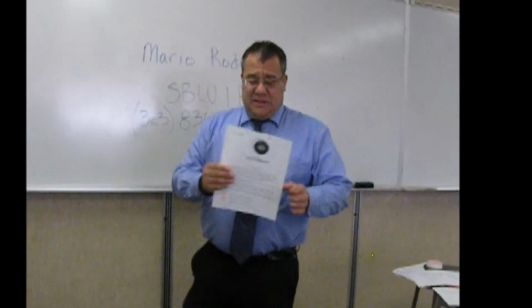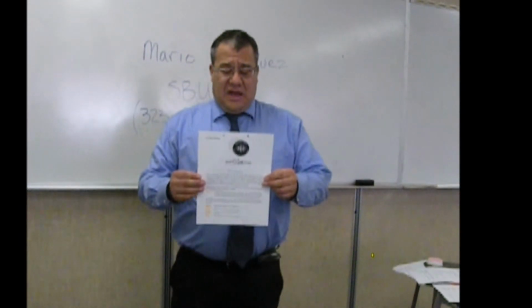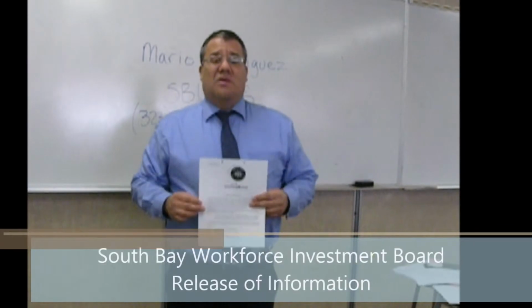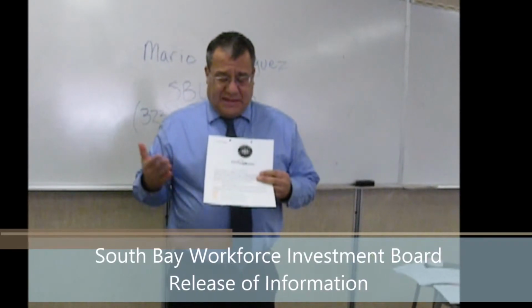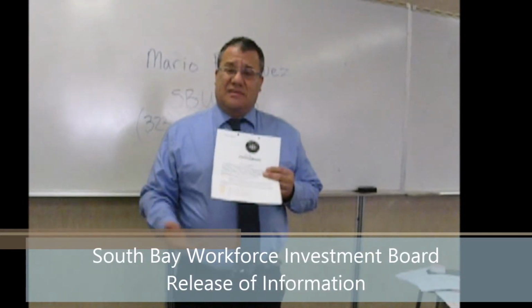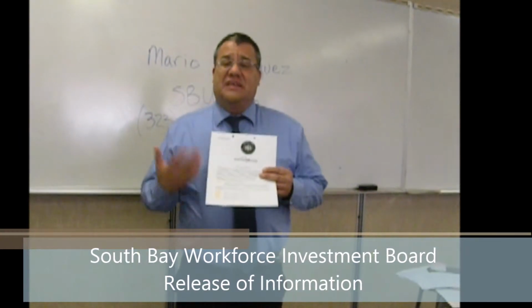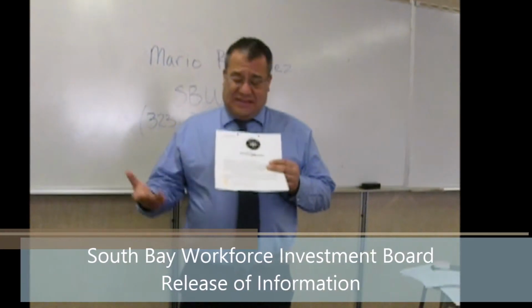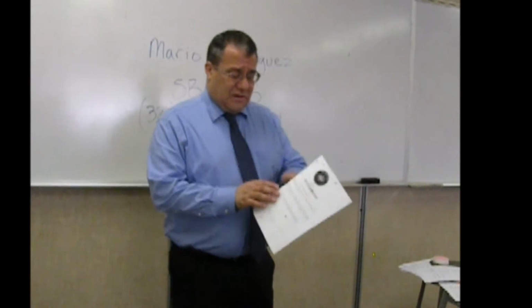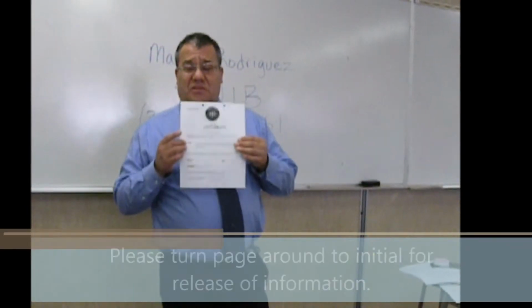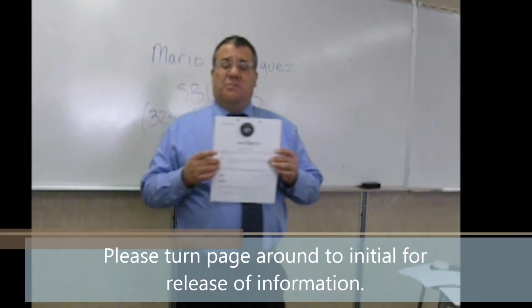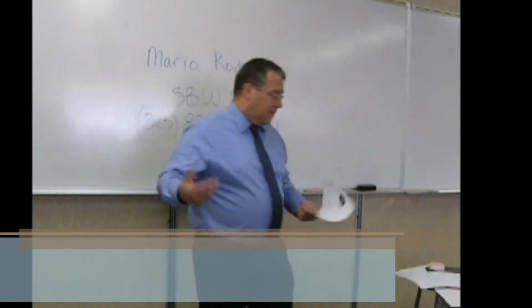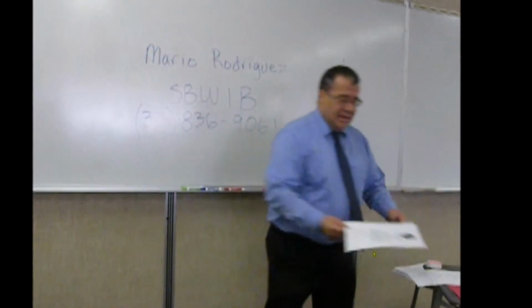The next form is the release of information. What this form allows me to do is to communicate back and forth between DPSS, the GAIN office, if you're in the DCFS program, or the EDD office. So it also lets me, on the back, it's a place where you initial for your employers, so I can communicate back and forth with your work site or any other employers.